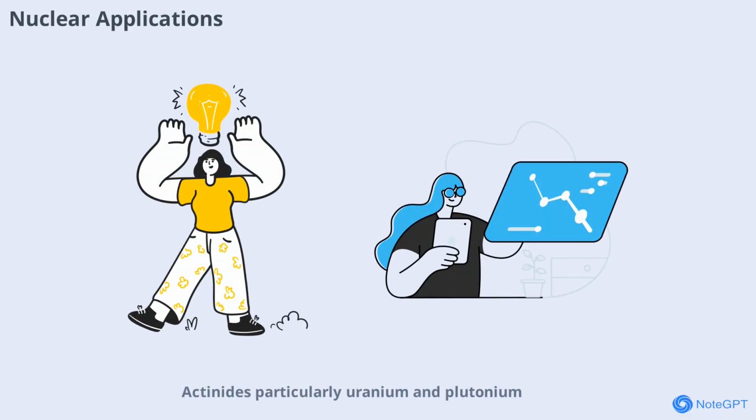Actinides, particularly uranium and plutonium, are at the heart of nuclear technology. They power reactors, submarines, and even spacecraft. The ability of these elements to undergo fission reactions makes them invaluable for generating energy and exploring new frontiers. Nuclear applications highlight the power and potential of F block elements.